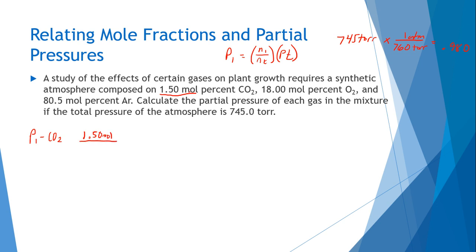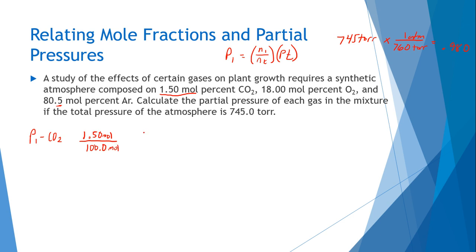And we're going to divide it by the total moles. So I'm going to add up 1.5 plus 18 plus 80.5, and you should hopefully get 100. Now, remember when you add, it's based on decimal places. And so here, my fewest number is 1 after the decimal. So I'm going to write 100.0 so I don't get confused on sig figs.